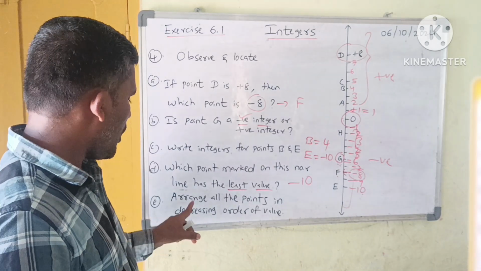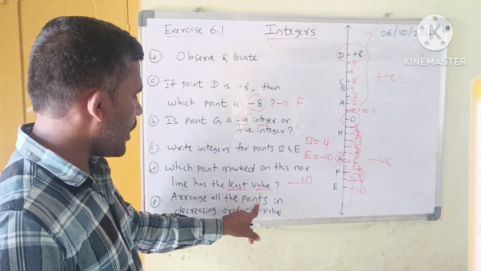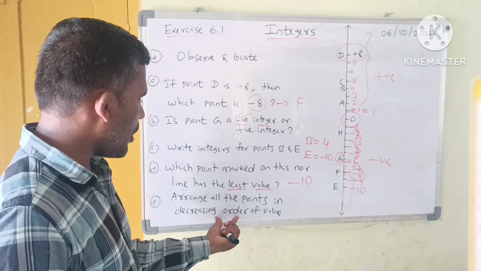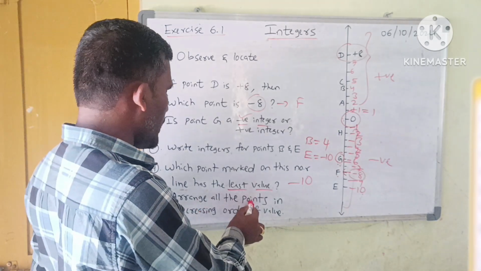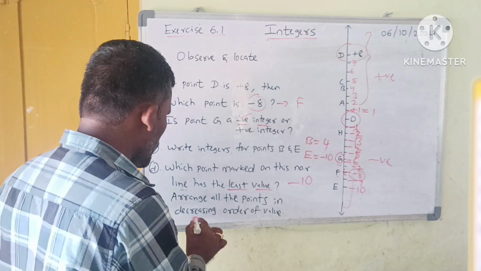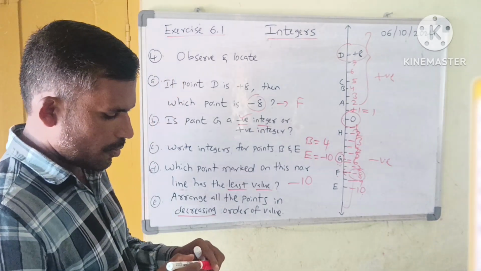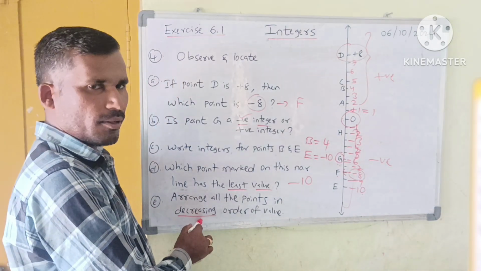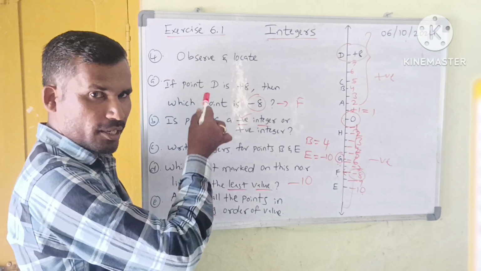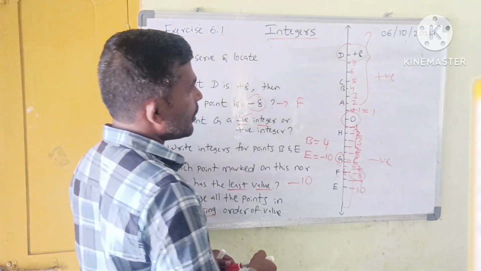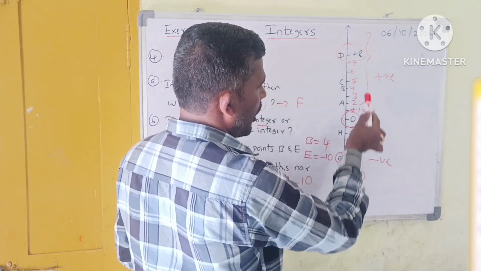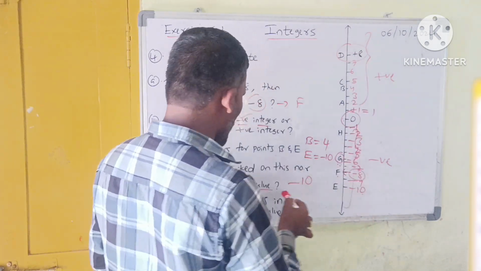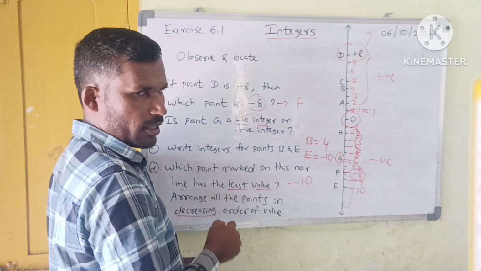Last one. Arrange all the points in decreasing order of value. So you have to arrange the points in decreasing order. Increasing means small to big. Decreasing means big to small. So where is the big value here? Here is the big value, here is the small value. But it is not asking for the values here. You only have to take the points here.